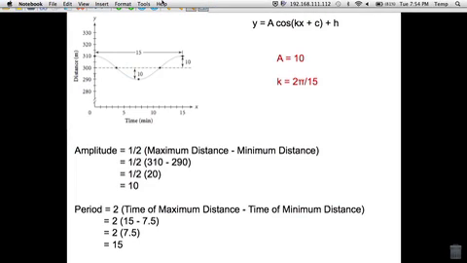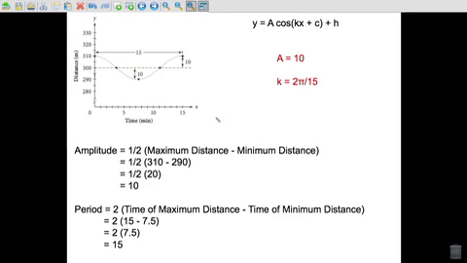So the next thing you're going to want to do is graph the function, and we've got it graphed up here. We've graphed our points (0, 310), (3.75, 300), (7.5, 290), (11.25, 300), and (15, 310). Then using the formula from the investigation packet, in the paragraph right under where it starts task 3, it talks about plugging in the values for amplitude, period, phase shift, and vertical shift.